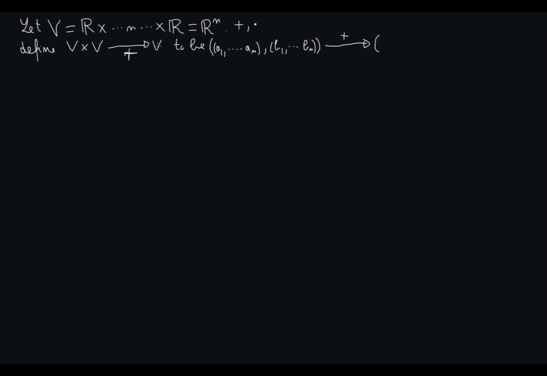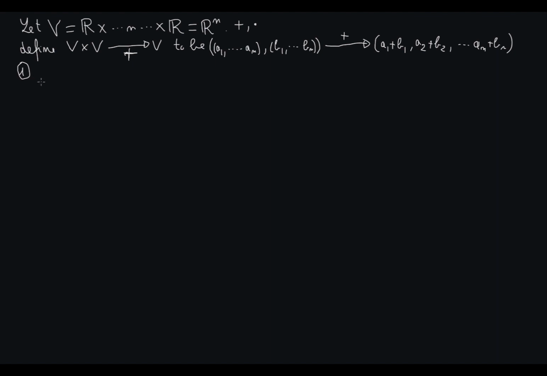So the function plus will send this element to an element of V, so another n-tuple of numbers in R. The n-tuple is defined to be: the first coefficient is a1 plus b1, the second one a2 plus b2, and so on up to an plus bn. Now we would like to verify the properties that we listed in the previous talk.